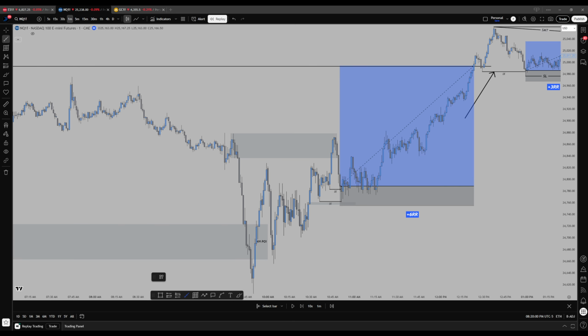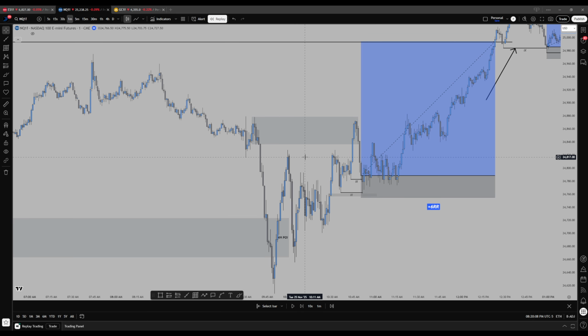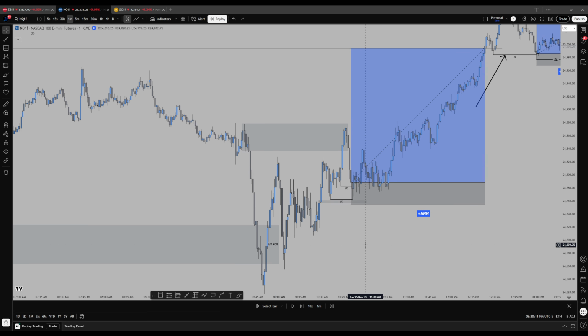Not like any other guru traders where they partial here for maybe 0.5 risk reward, 1 risk reward. No, this is a full 6RR trade I took. So that's the first setup here.